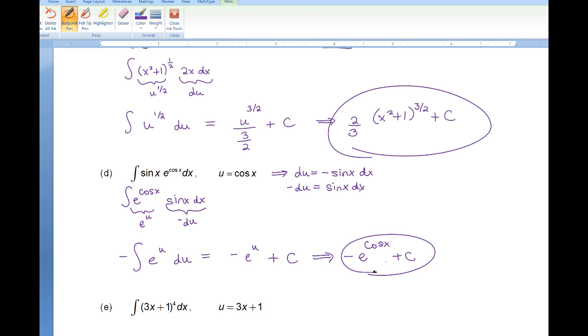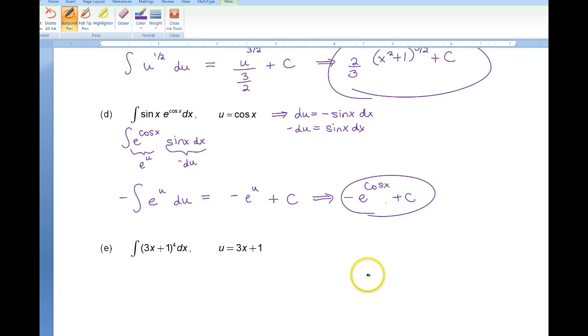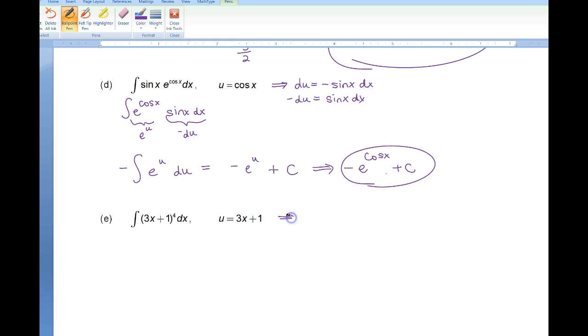Okay. Take a look at the next one. Okay. So du is 3 dx. Now, if you look at what I have right here, I just have a u to the 4th. There's no 3. So in the last problem, it was easy. It was just a negative, so we just put the negative in front.